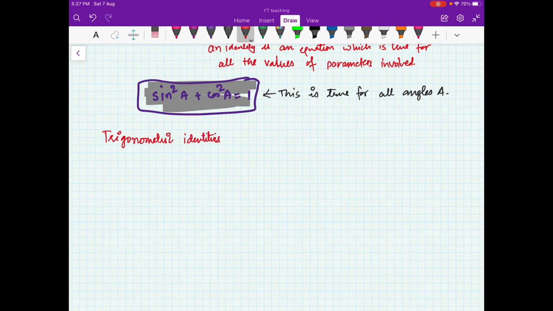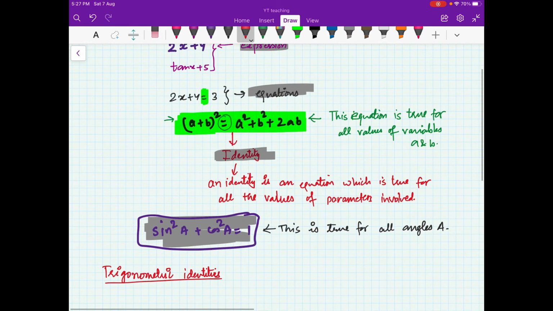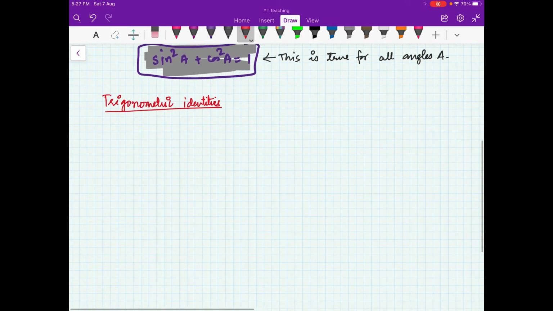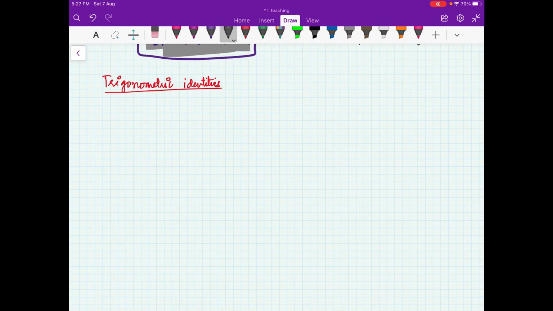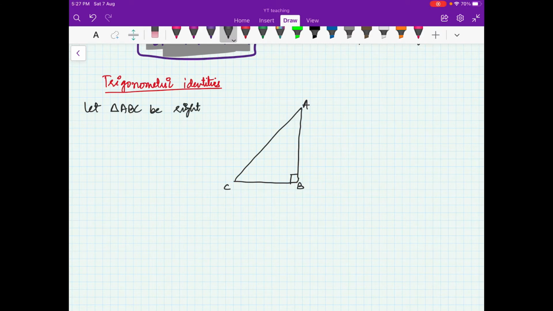Some people call them trigonometric formulas also. For example, you say that this is a formula, right? So you can either call them an identity or a formula, it's up to you. So let us look at this triangle. Suppose I have a triangle ABC which is right angled at B. Let triangle ABC be right angled at B.